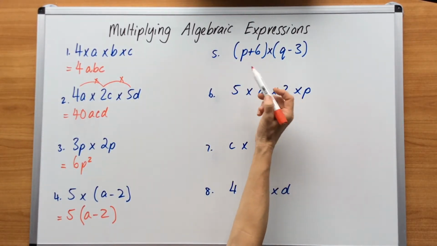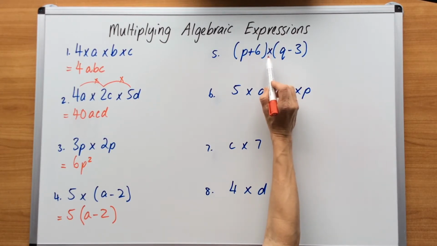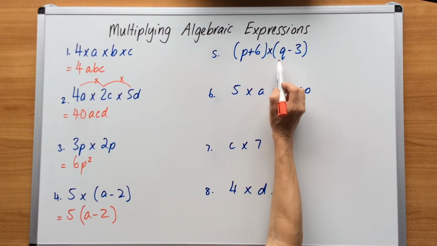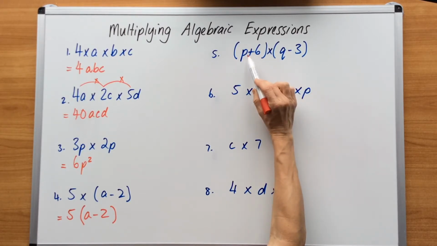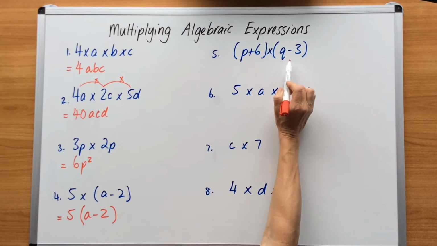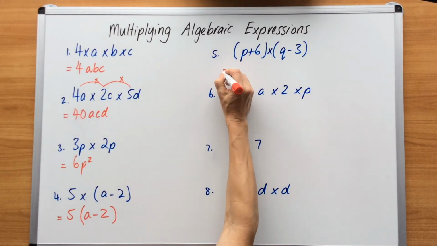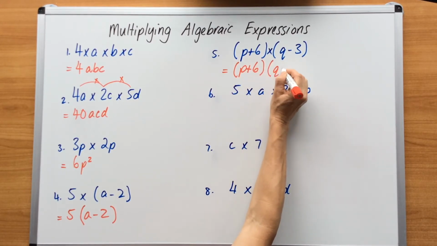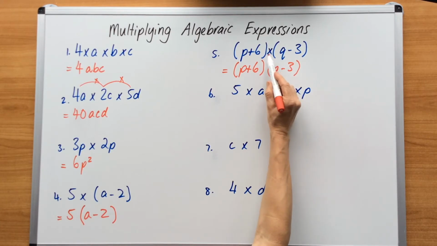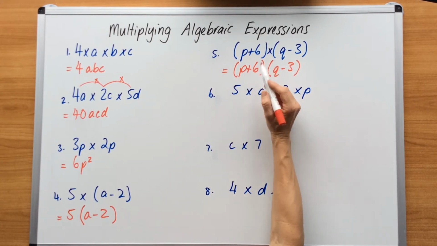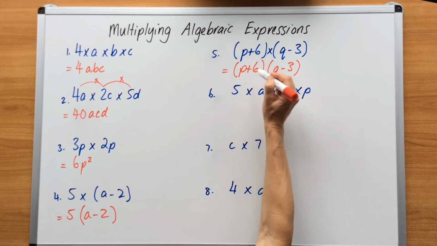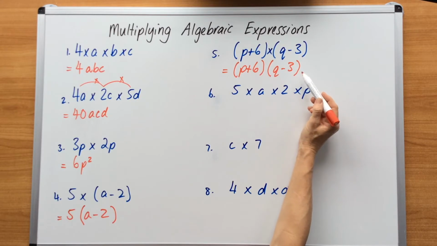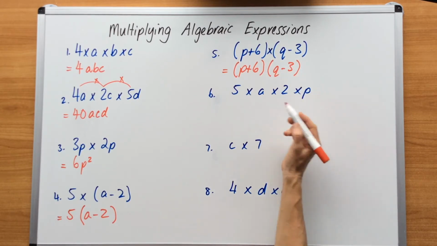Question 5 over here, we've got 2 sets of brackets separated by a multiplication symbol. So we have p plus 6 times q minus 3, and the p plus 6 is in a bracket and the q minus 3 is in a bracket. Very similar to this situation here. We go bracket p plus 6 bracket, bracket q minus 3 bracket. We're simply removing the multiplication symbol. We can't do anything with the p and 6 and the q and 3. There is no relationship there, and there's no indication we're going to multiply into the brackets. So we just basically remove the multiplication symbol.